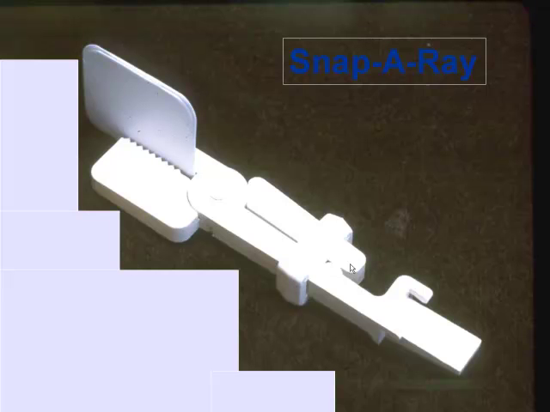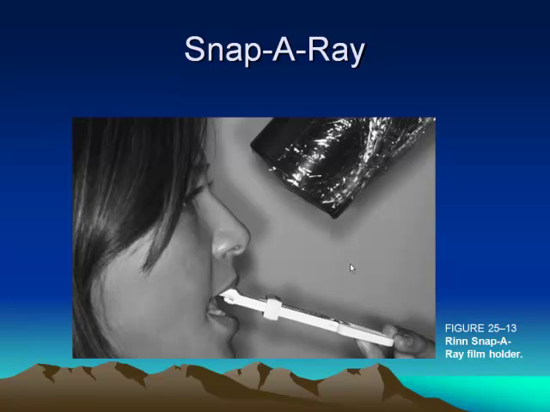Patients with a shallow palate need to tip the film away from the teeth with a snap array. Here you can see the snap array, which is just a film holder. It's important when a patient has a shallow palate to increase vertical angulation by increasing the PID and using a snap array.